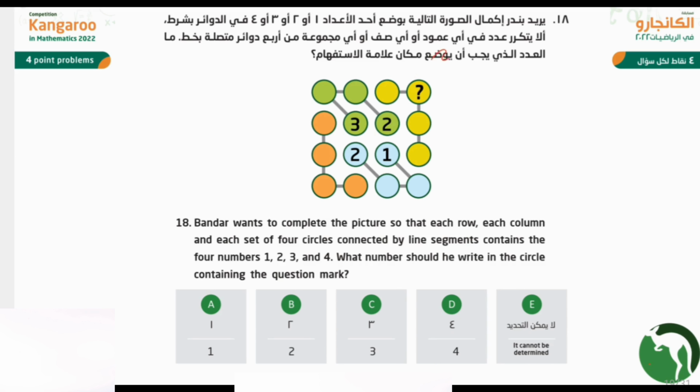So what is the common between all of these circles here? We cannot write two here or here or here, so we are forced to write 2 in this place. So the number that should be placed here in the question mark is 2, and B is the correct answer.